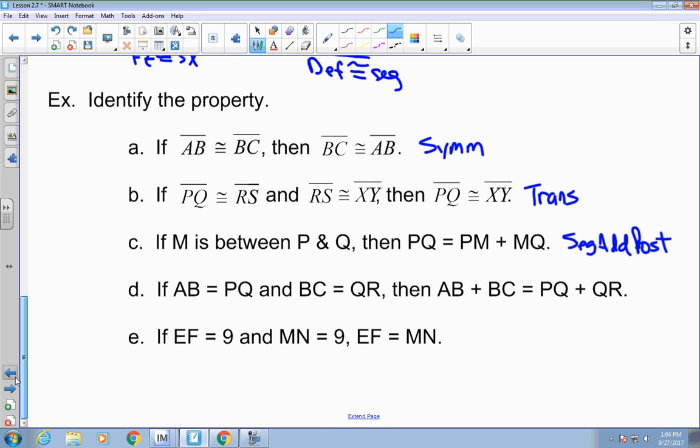If AB equals PQ and BC equals QR, then AB plus BC equals PQ plus QR. This one's a little tricky. Notice I've got this equation right there, right? AB is equal to PQ. And if I come over here, AB is on one side, PQ is on the other. Here, I've got BC and QR that are equal to each other. And notice, I added BC to AB, and I added QR to PQ. So what did they do? It's addition. Well, to go back, you subtract, but to go from your if to your then, you would add, right? They took this equation, and they added BC to one side and QR to the other, okay? So that is addition. And then the last one, if EF equals 9 and MN equals 9, then EF equals MN. Substitution.